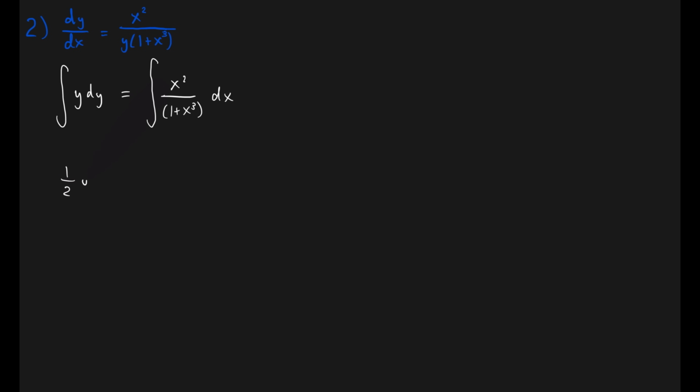And the left side, we know that's the easy integral. It's 1/2 y squared. The right side, however, we know that we can't really integrate this straight up. We're going to have to do a little bit of a u substitution here. So let's take this over here. And let's let u equal 1 plus x cubed.